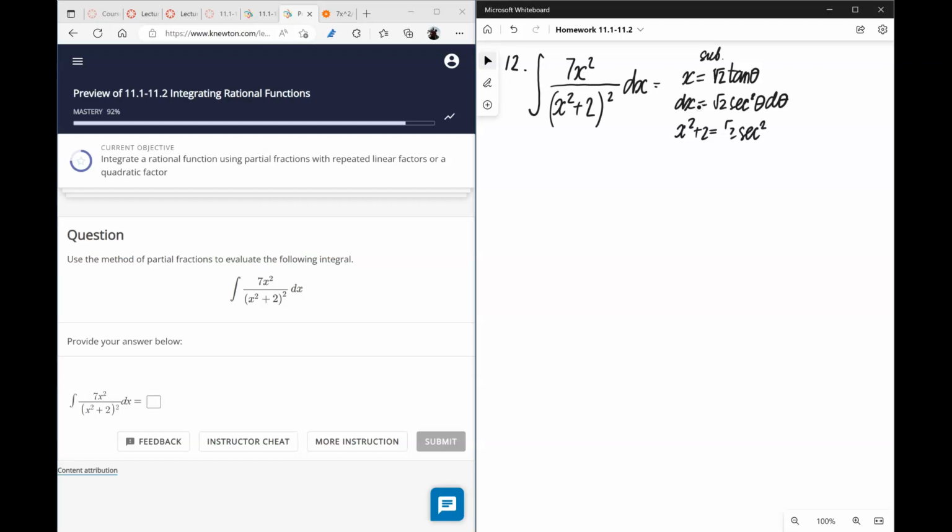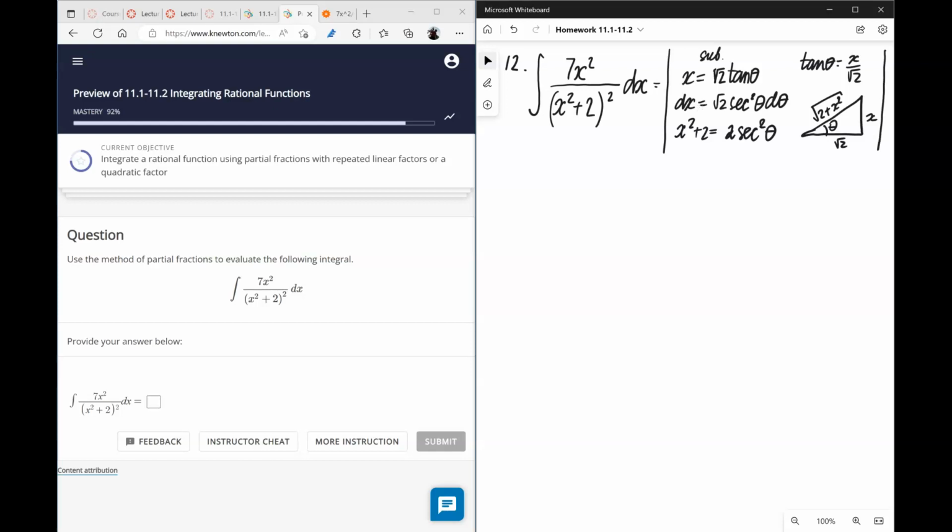Actually, it's going to be squared, right? So we're not going to have a square root there. So it's going to be 2 secant squared theta. And we may need a reference triangle. So tangent of theta is equal to x over radical 2. So we're going to draw the reference triangle like this. This is going to be x, this is going to be square root of 2, and this is going to be square root of 2 plus x squared.